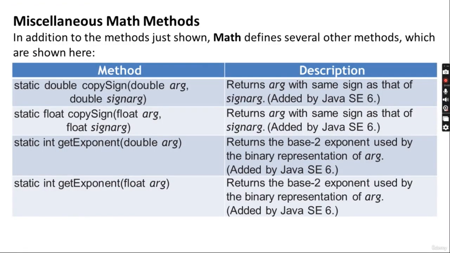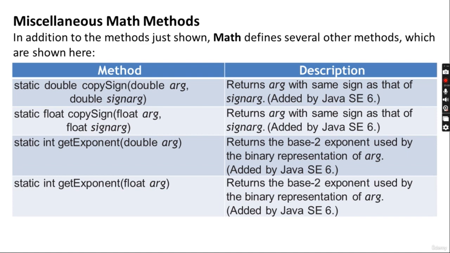Now, miscellaneous math methods. In addition to the methods we have seen, Math defines several other methods which are shown here. Static double copySign(double arg, double signarg) returns the arg with the same sign as that of signarg. Added by Java SE 6. Static float copySign(float arg, float signarg) returns arg with the same sign as that of signarg. Added by Java SE 6.